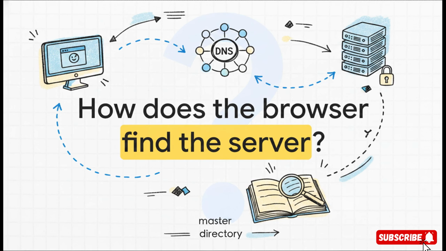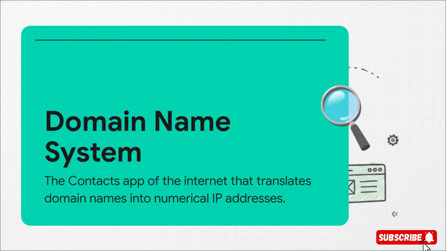The answer lies in one of the absolutely crucial systems of the entire internet structure. And this brilliantly illustrates the role of DNS, or the domain name system. It is, quite literally, the contacts app of the internet. Think about it. Imagine if you lost all your phone's contacts today and suddenly had to memorize the 10-digit phone number for every single person you know.